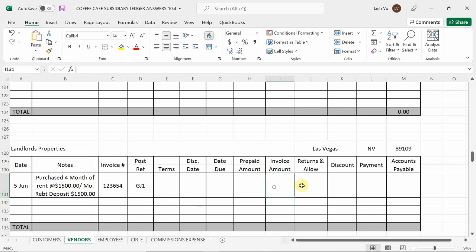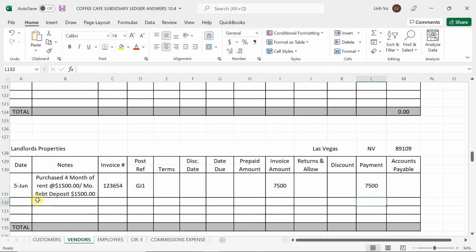$7,500. So that's the invoice amount, that's what the contract said the agreement was going to be, that you're going to pay $7,500 worth of rent. Okay? And of course, last question here is: there's no returns and allowances, obviously. You're not taking any discounts. But this column here, did I pay for the rent? And in this case, yes, you did. You did pay.